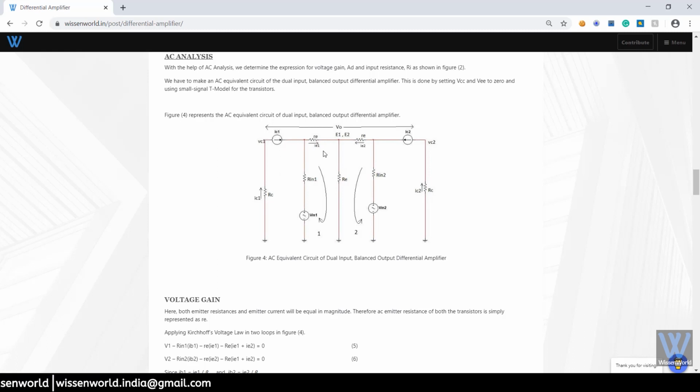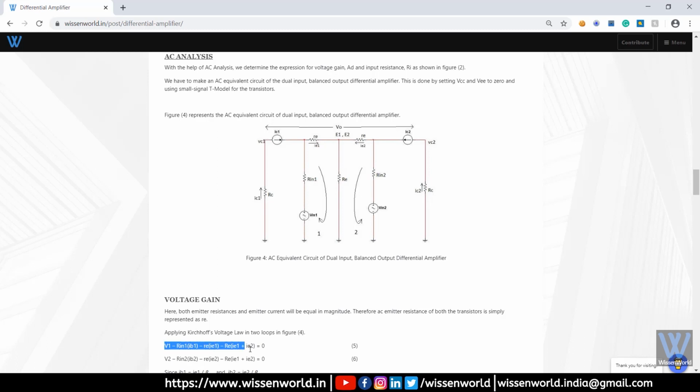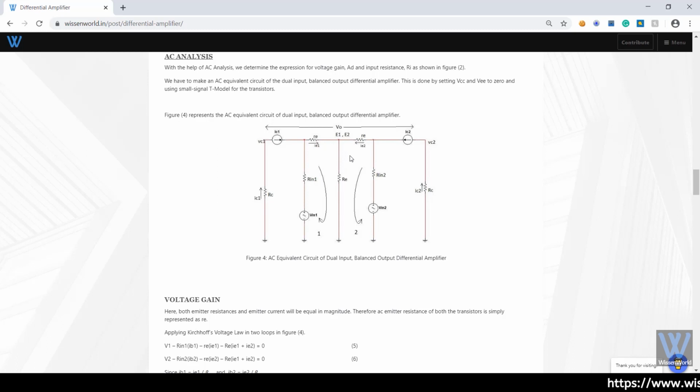So we will apply KVL in this circuit to find the voltage gain. Now I have marked the loops 1 and 2. We will apply KVL in these two loops. So when we apply KVL in loop 1, we will get this equation. Here V1 and V2 in these two equations are nothing but these Vin1 and Vin2. So you can see here in this branch where RE is connected, total current will be IE1 plus IE2. So this is what we have used here.